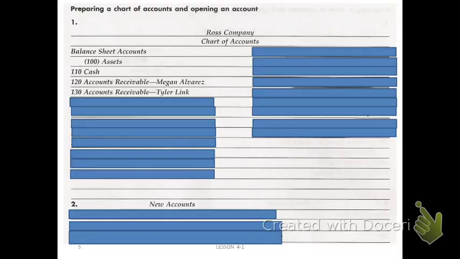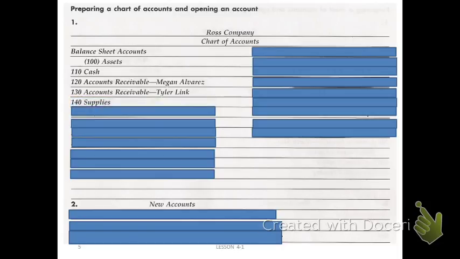Okay? And the account titles, since we have 2 accounts receivable, and again, it's in order of liquidity, but when you have 2 of the same account title, you have to then look at the name of your customer. We have Megan Alvarez, we have Tyler Link, and we always are going to list these in alphabetical order because of the last name of the customer. Since the letter A in Alvarez comes before the letter L in Link, Megan Alvarez would be listed first, and Tyler Link would be listed second.